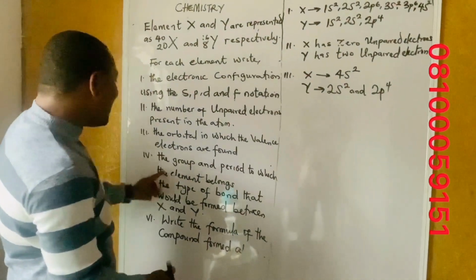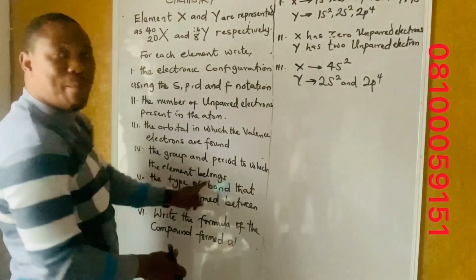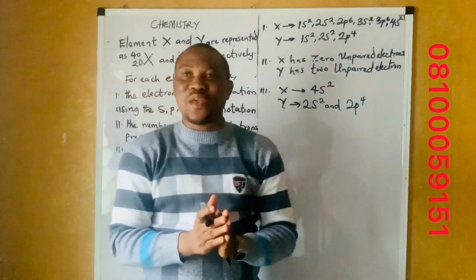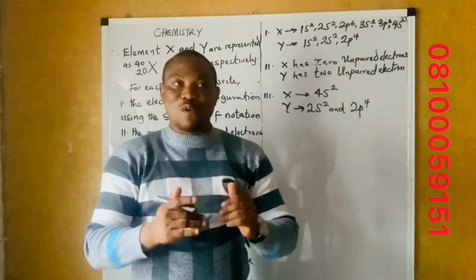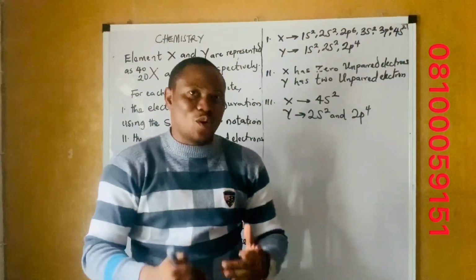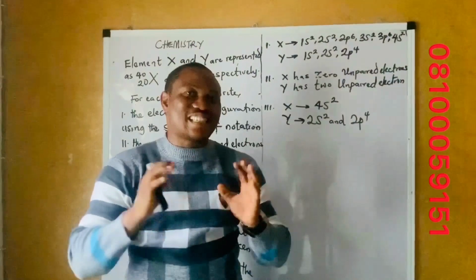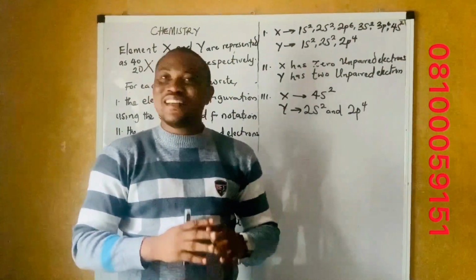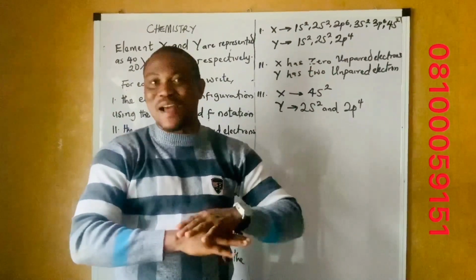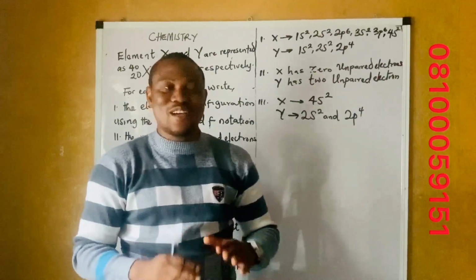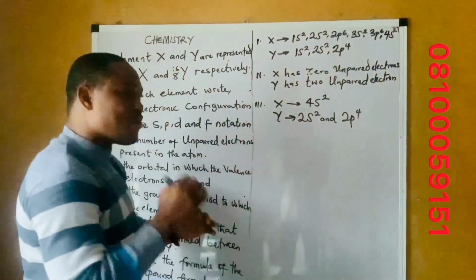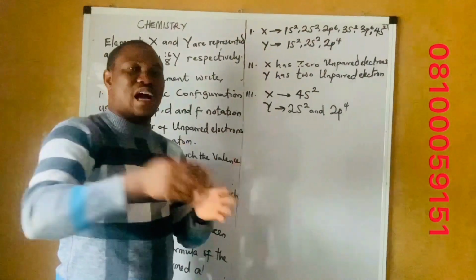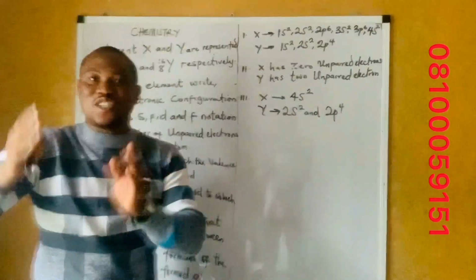Now the answer: the group and period to which the element belongs. The group is a topic on its own. There's a topic we call the periodic table. I will still be coming back soonest to dissect that particular topic. It's a wonderful topic in chemistry. In fact, without the periodic table, chemistry might not exist, because that's where we have all our elements. Let me just quickly explain something: if you check the periodic table, you see the way they arrange elements according to their atomic numbers: hydrogen, helium, lithium, beryllium, like that.